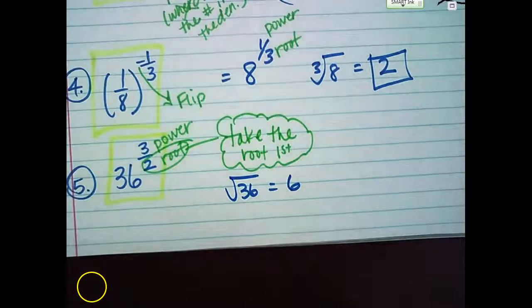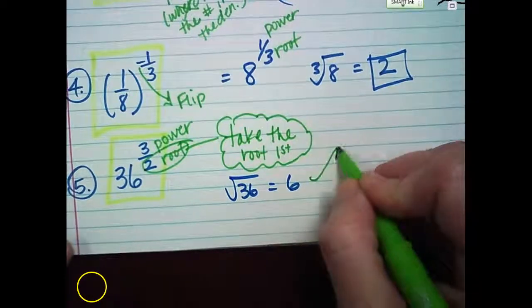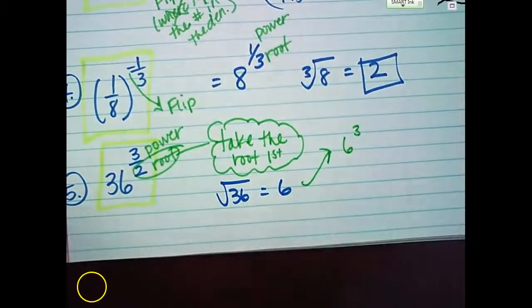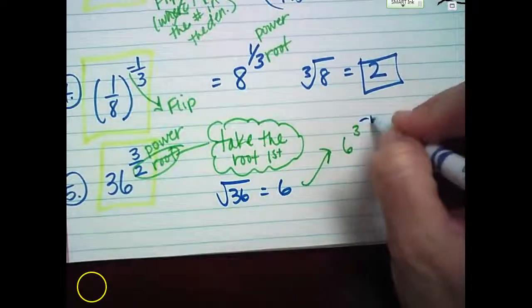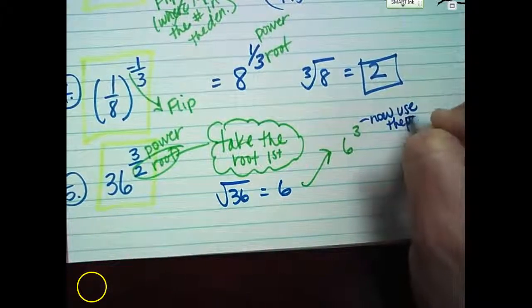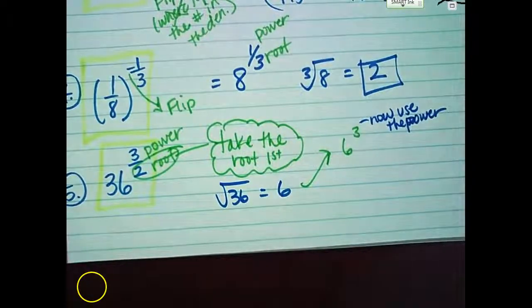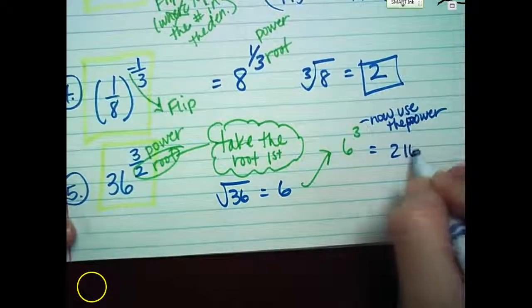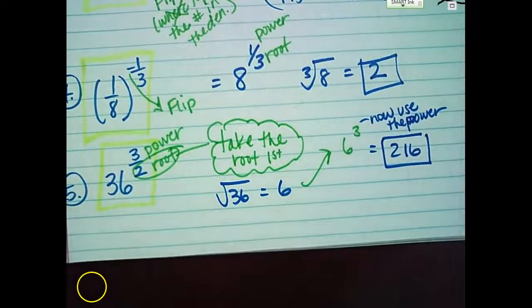Now take 6 to the 3rd. Now use the power. What is 6 to the 3rd power, guys? 216. It's a lot better, isn't it? You do all of it in your head. Just take the root first. It'll make it easier. Number 6.